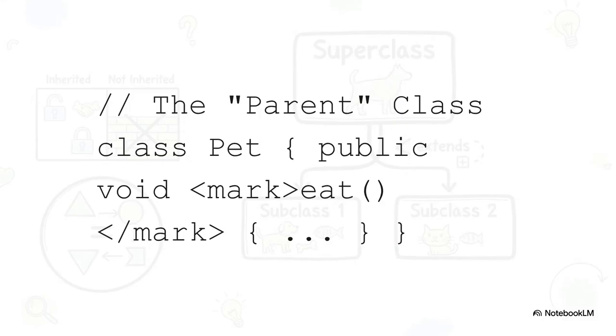Okay, check out the code for our parent class. See how simple that is? We've got a class called Pet, and it has one single method, eat. What we're doing here is establishing a really basic behavior that, let's be honest, pretty much every pet has. This is our common ancestor.